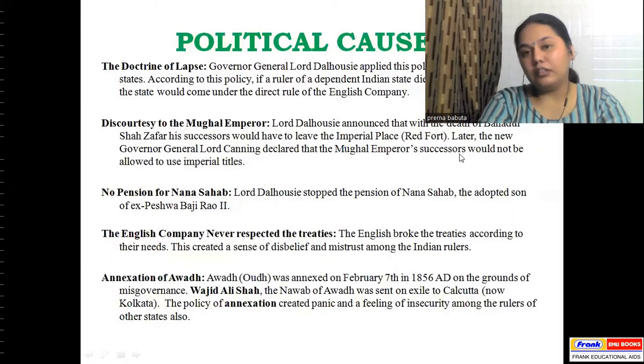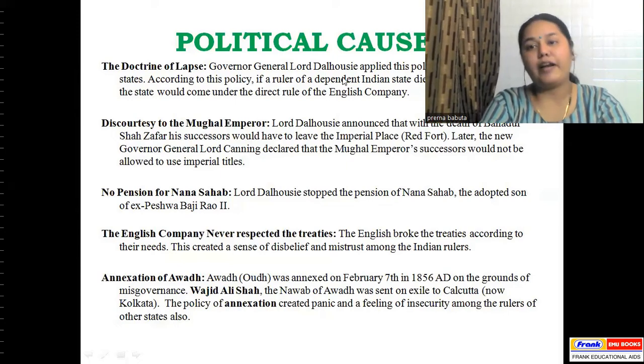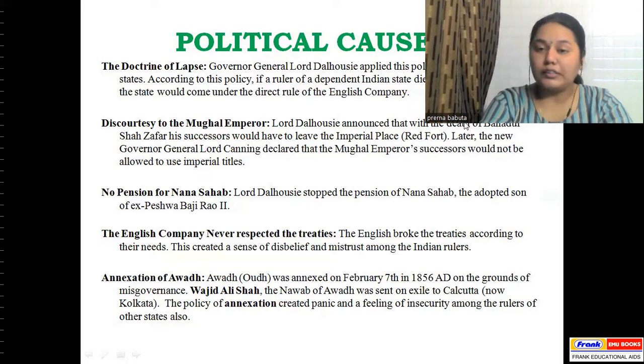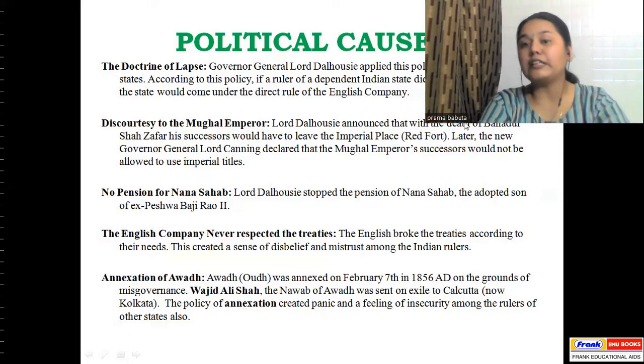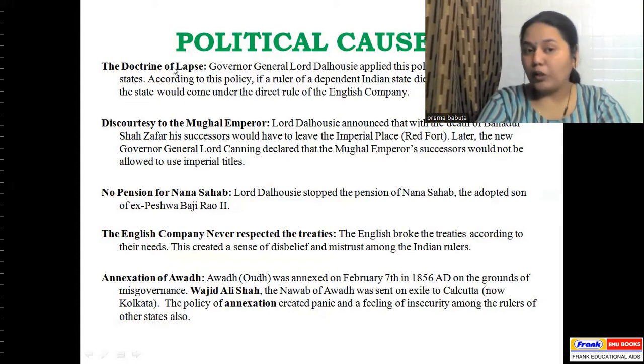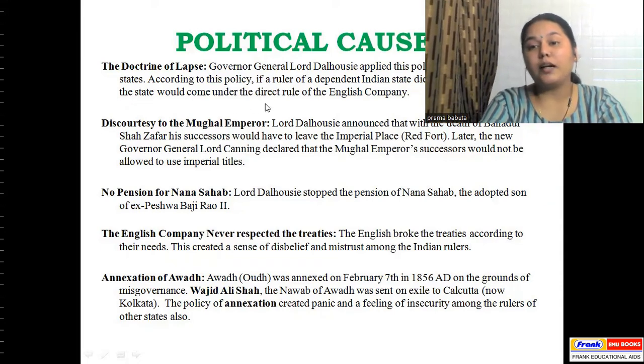Like I told you just now, there were several factors which were responsible for this revolt. The first set of factors that we are going to talk about is political causes. In the previous classes, we have studied how the British tried to politically control India. The first political cause was the doctrine of lapse, which was introduced by Lord Dalhousie, and it applied this policy to annex Indian states. According to this policy, if a ruler of a dependent Indian state died without a legal heir, the state would come directly under the East India Company or the British.